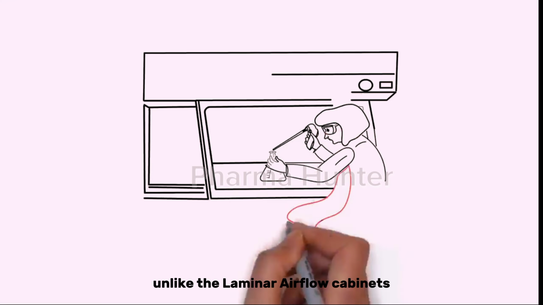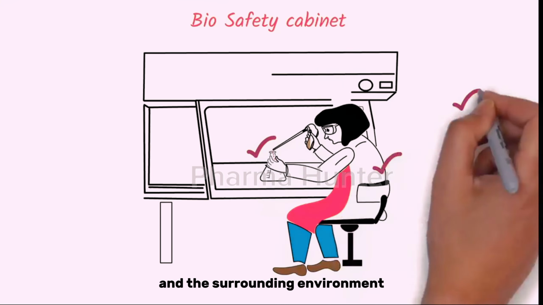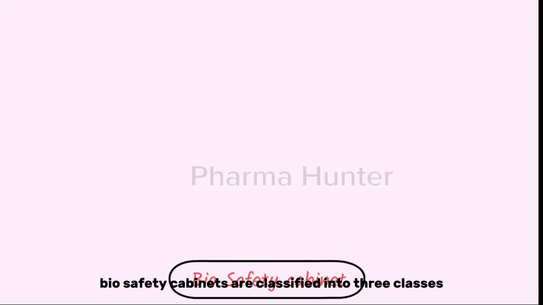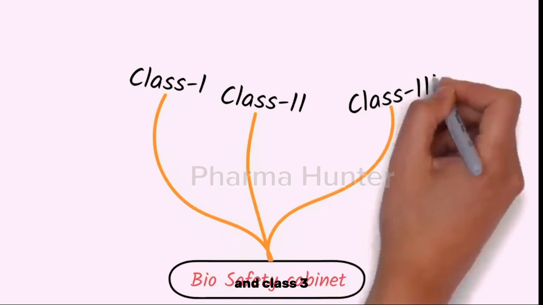Unlike the laminar airflow cabinets, the biosafety cabinets not only give protection to the sample, but they also protect the operator and the surrounding environment. Based on the level of protection, biosafety cabinets are classified into 3 classes: Class 1, Class 2, and Class 3.